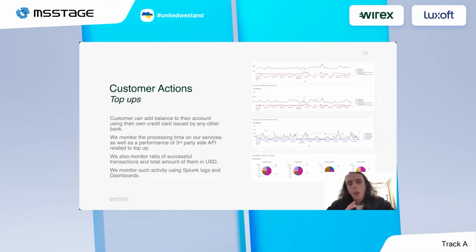Top-ups. Customers can add balance to their account using their own credit card issued by any other bank. We monitor the processing time on our services as well as performance of our third-party API related to top-up. We also monitor the ratio of successful transactions and the total amount of them in dollars. We monitor such activity using Splunk logs and dashboards.